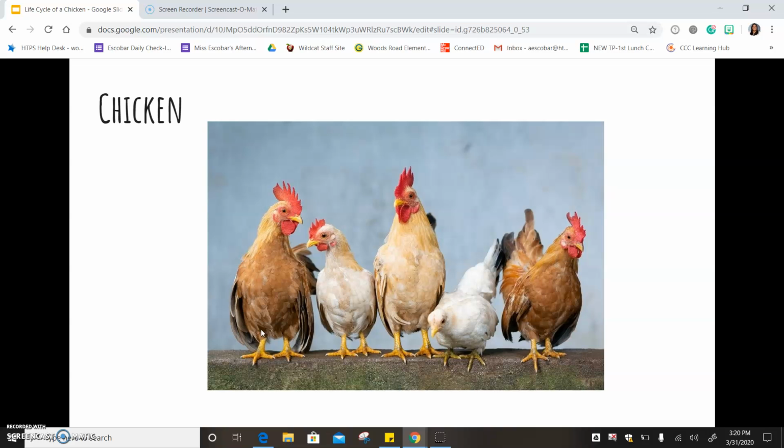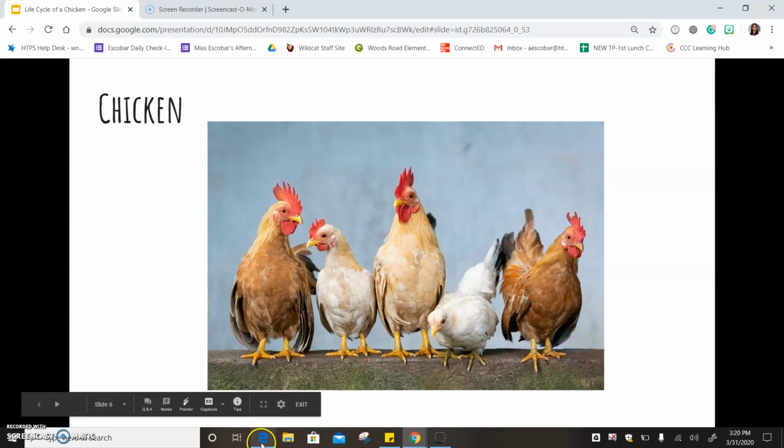And what's really interesting is in our human life cycle, there were actually 4 stages, right? But in a chicken life cycle, there's only 3. And so that's something that I noticed about the 2 different life cycles.